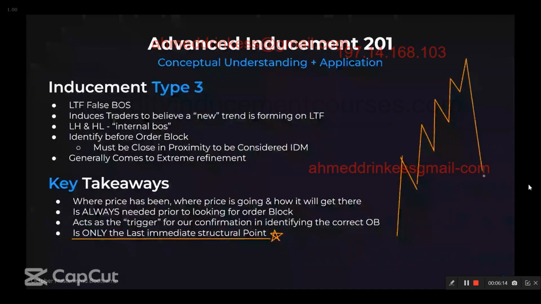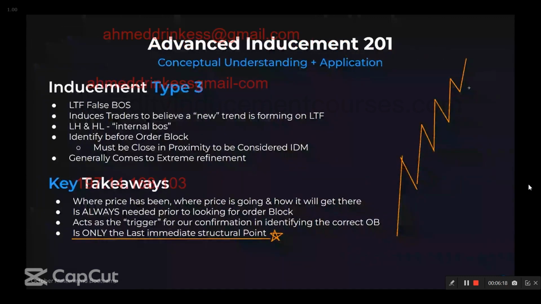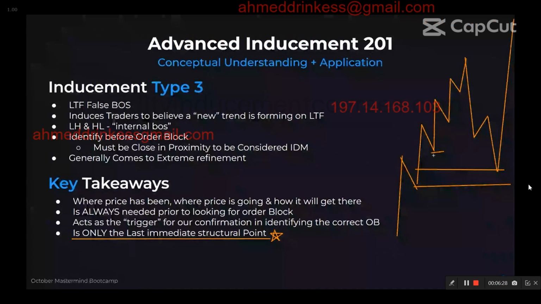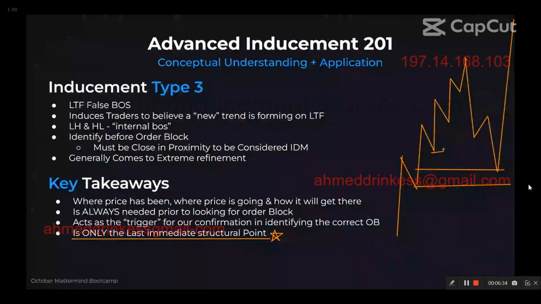And then let's say this ends up being the right order block here. And then we have individuals who will say, this is the inducement. Is this an inducement right here? Anybody? Is this an inducement? Even if you don't know, take your best bet.